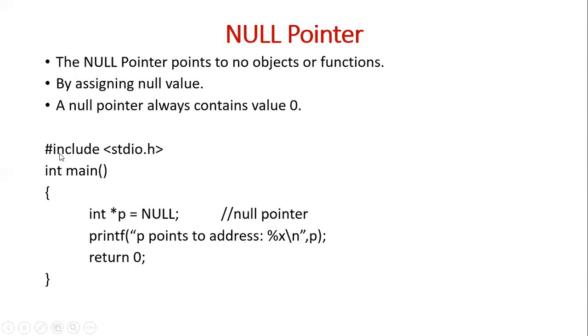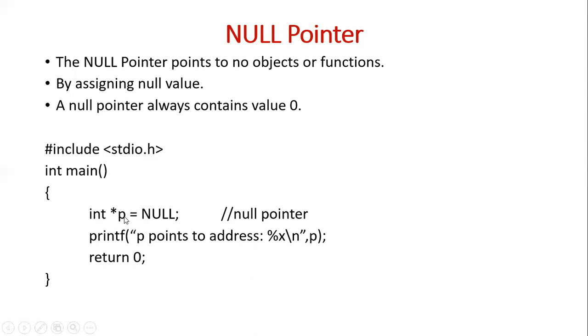This is a simple program: #include <stdio.h>. stdio.h is a header file which contains the printf and scanf functions. Normally we won't write a C program without any printf or scanf, so it is a general practice to always include this stdio.h header file. Then we start the main function, int main, and the open brace represents the beginning of the main function. Here we are creating a pointer, int *p.